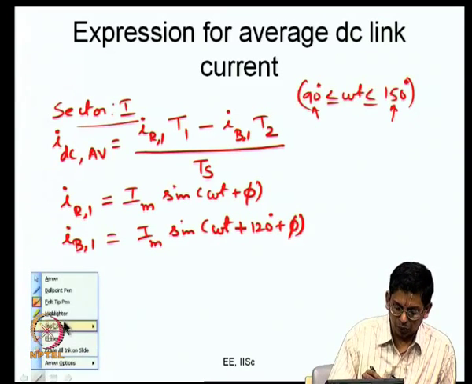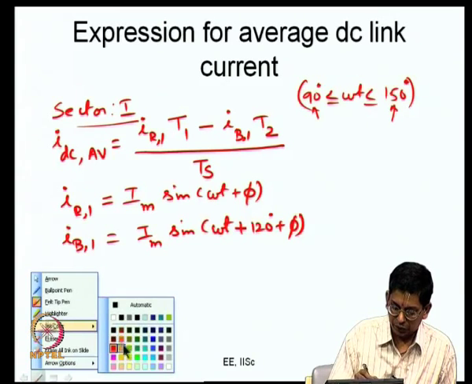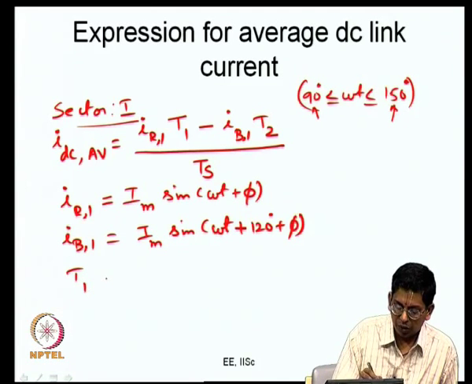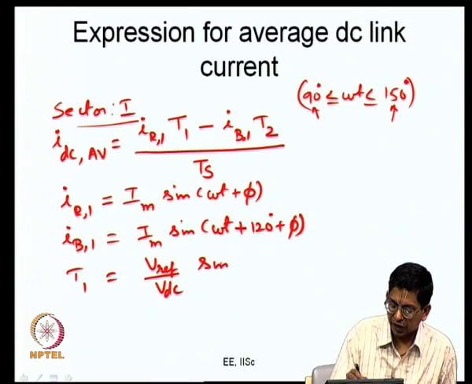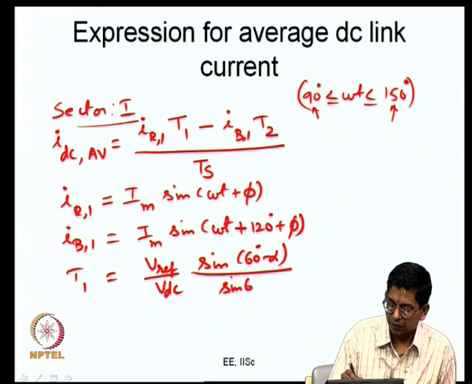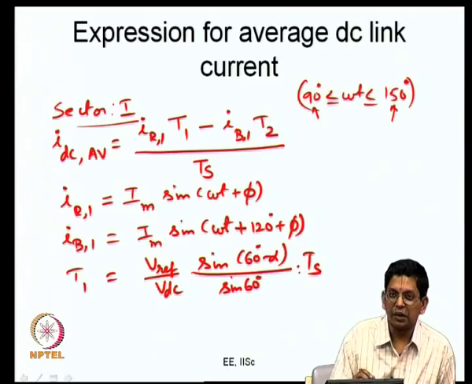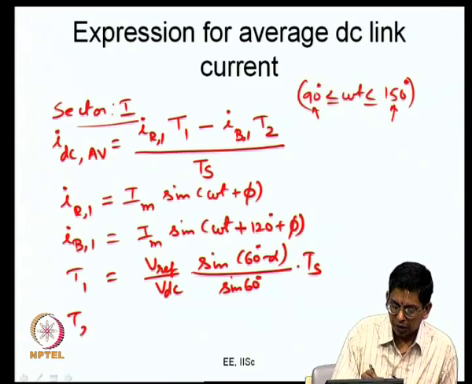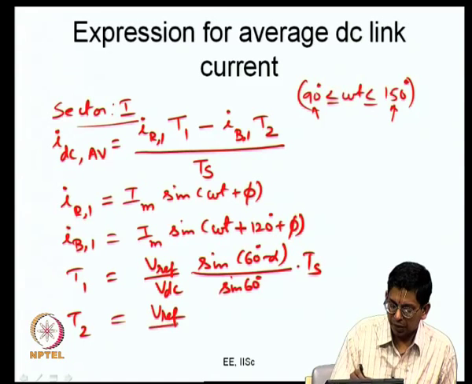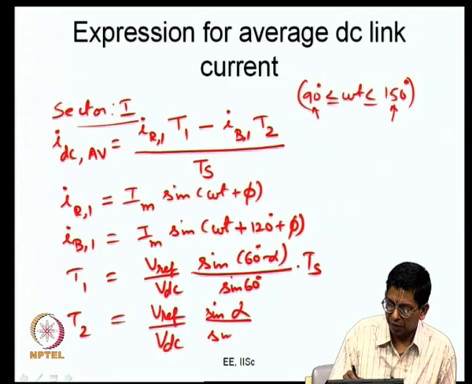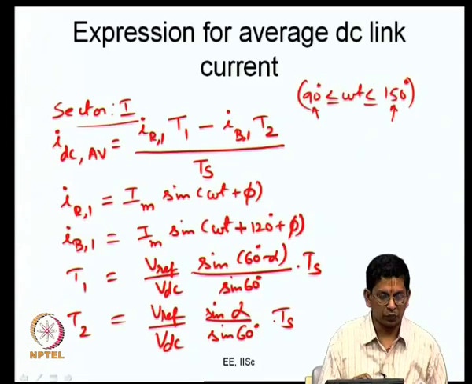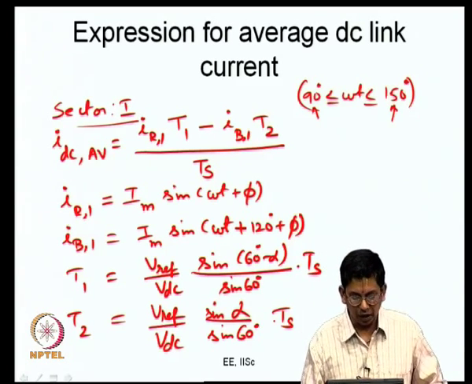Then you have T1 and T2. What you can do about T1 and T2 is you can write similar expressions. T1 is Vref divided by VDC times sine of 60 minus alpha divided by sine of 60 degrees, multiplied by Ts. And what is T2? T2 equals Vref divided by VDC, sine of alpha divided by sine 60 degree, multiplied by Ts. So, you have T1, you have T2. Now next, what can you do? You can try multiplying all of them and do this now.